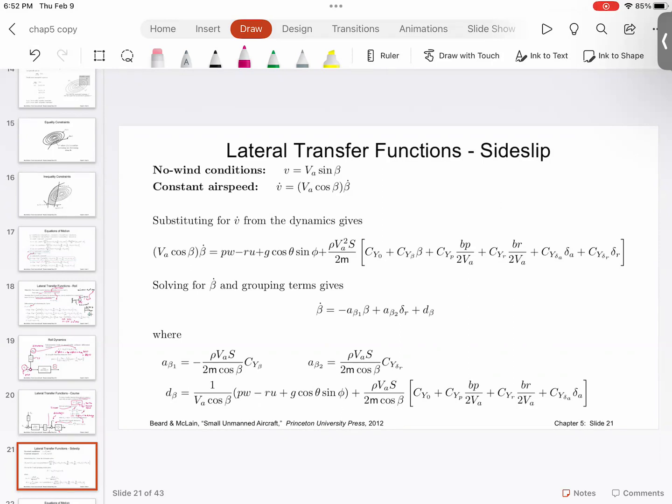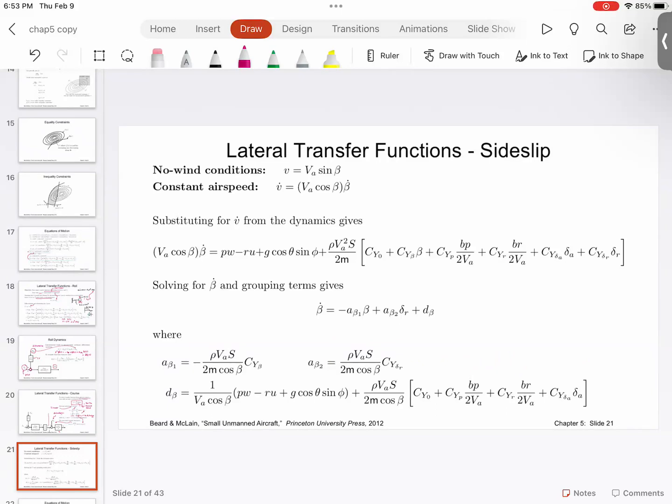So if you have a no wind condition, you get V is equal to VA sine beta. If you have a constant airspeed, you get V dot. So if there is no wind condition, then V is equal to VA sine beta. What I'm going to do is use the same logic. I want to start with this dynamical equation, take the derivative, and as soon as I take the derivative, I have V dot is equal to VA cosine beta beta dot.